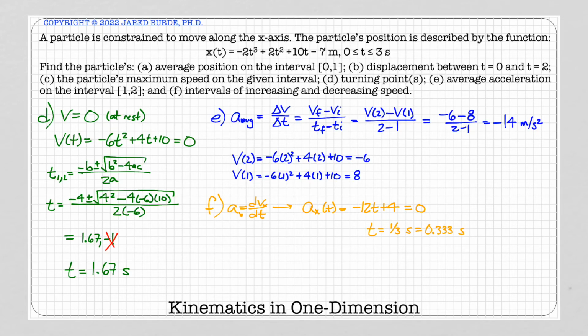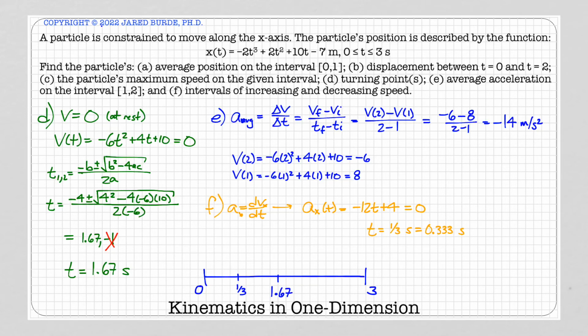So what I'm going to do now is look at a number line. This is 0 and this is 3, because that is the overall interval that I'm interested in. I know that something happens at 1/3 of a second. That's when my acceleration is changing sign. I know that something happens at 1.67 seconds. That's where my velocity changes sign, potentially.